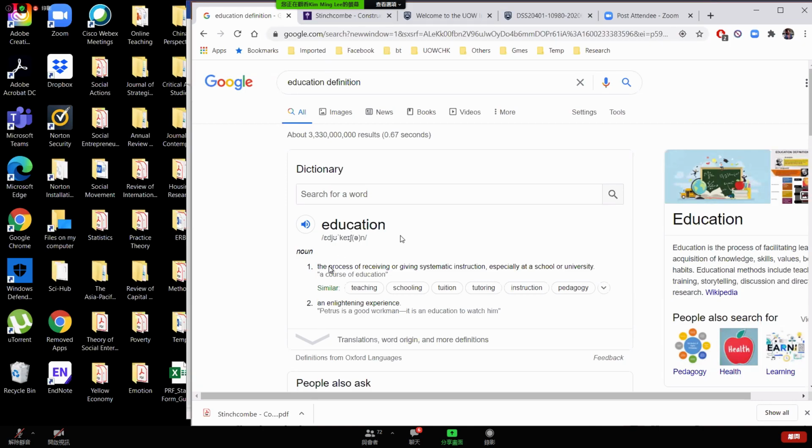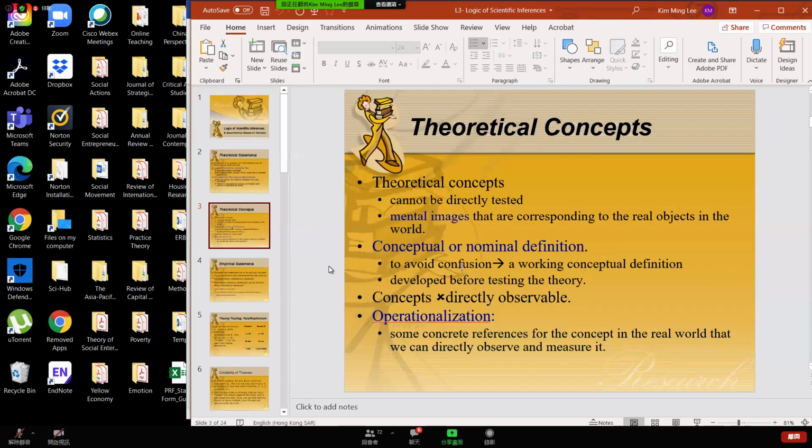But you can notice that there are two definitions of education. So first of all, you need to determine which is your conceptual definition of education. Once you give it, that is to avoid confusion. So this is a working definition. You don't know whether it's true or not, but in order to make other people understand what you meant by education, you need to give the definition. Maybe you have the first definition in mind, but other people may have the second definition as what they perceive.